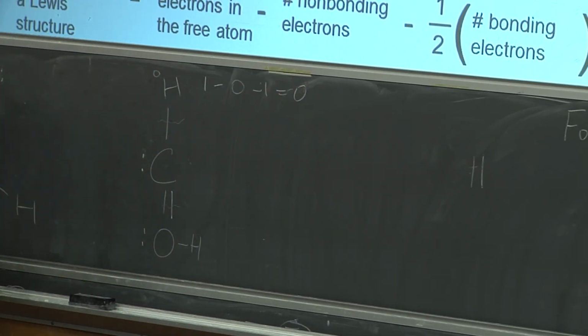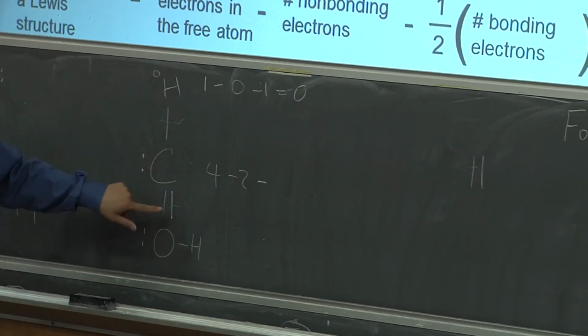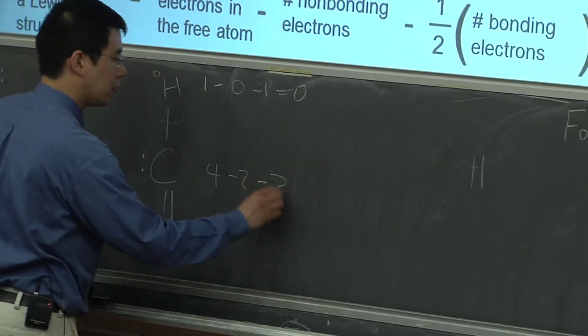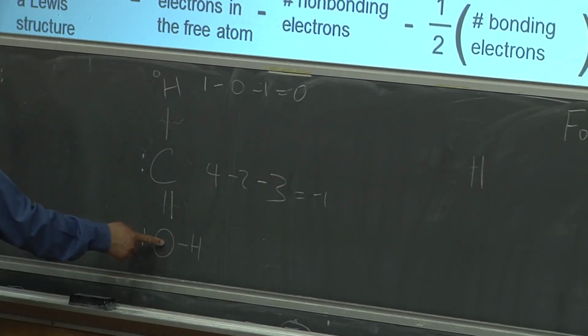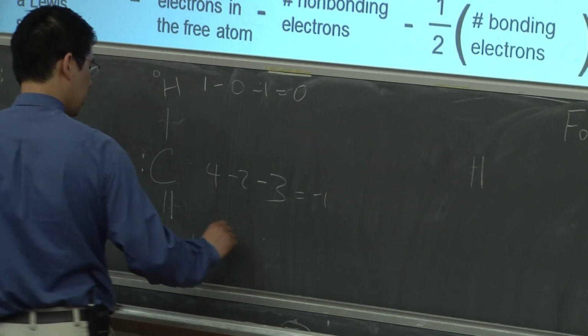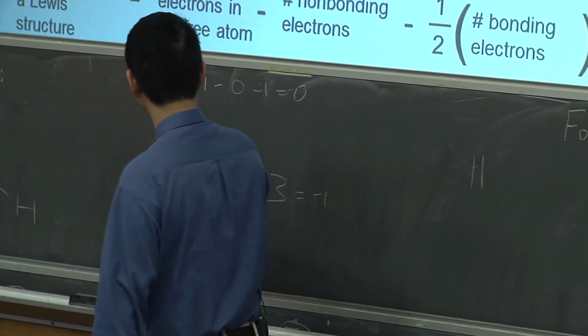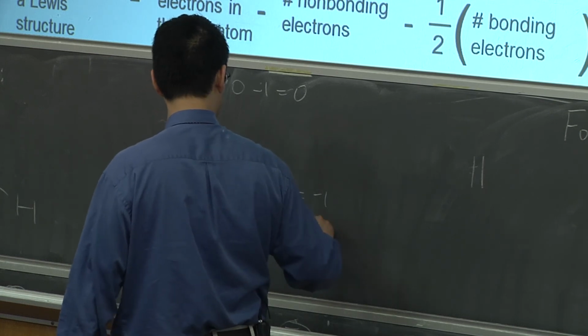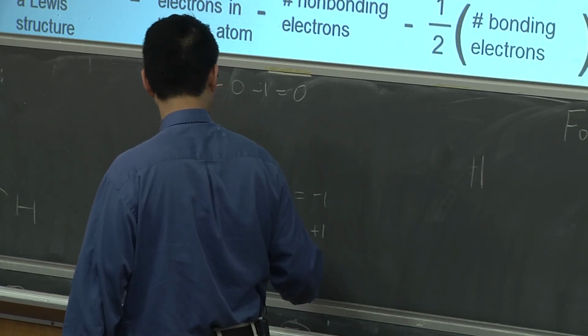What about the carbon? Carbon starts with 4, minus 2 non-bonding electrons, minus 3. And so that's going to be negative 1. What about the oxygen? Oxygen starts with 6, minus 2, minus 3, equals positive 1. And this H is also 1 minus 0 minus 1 equals 0.